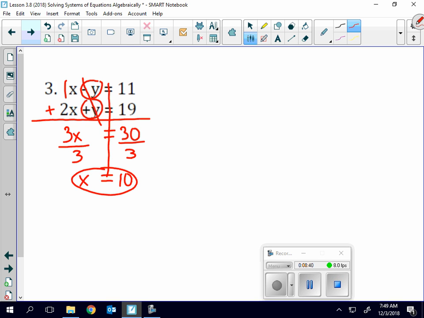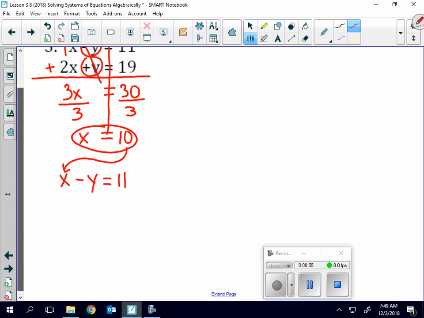Okay, you already know the second part. That part's easy. I'm going to use the top equation this time. Again, it doesn't matter which one you use at this point. x minus y equals 11. If I plug in the 10 for x, always be very clear as to what variable it is when you solve so that you know which one you're plugging it into. All right, so we have 10 minus y equals 11.